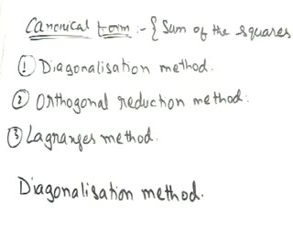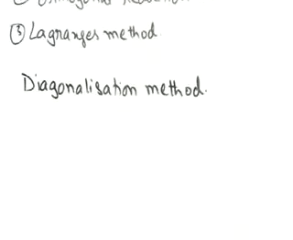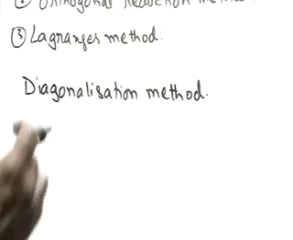Inshallah, in today's class, we are going to transform the quadratic form of the matrix to canonical form, or sum of the squares form. We have three methods: diagonalization method, orthogonal reduction method, and Lagrange's method. The first one, let me see, is the diagonalization method.